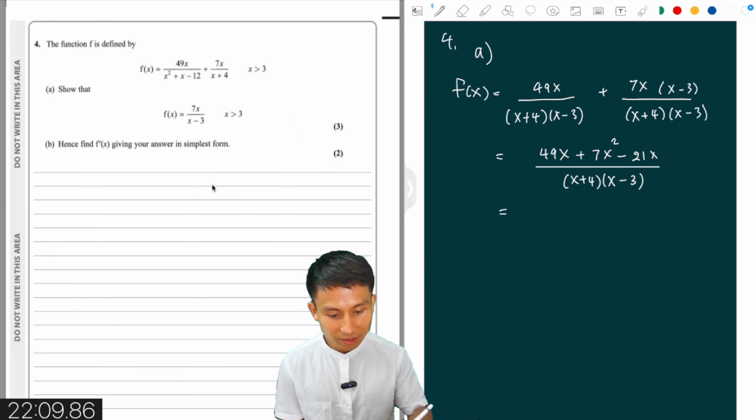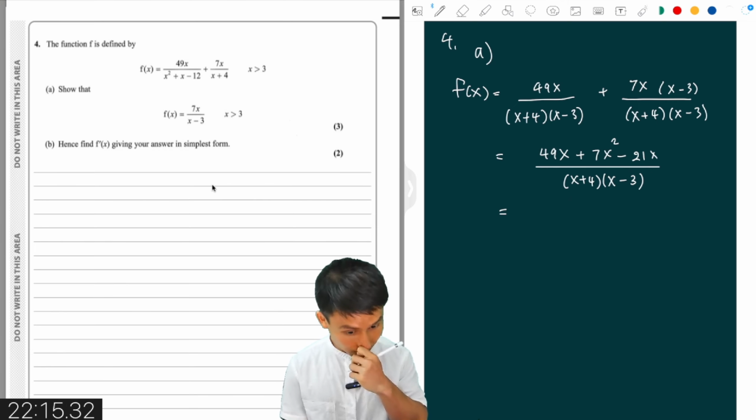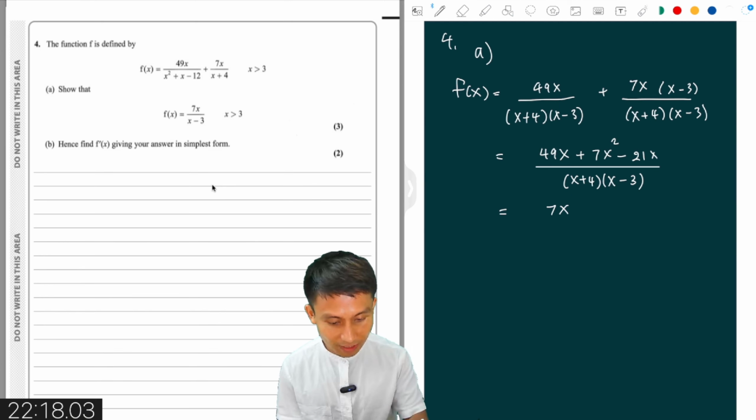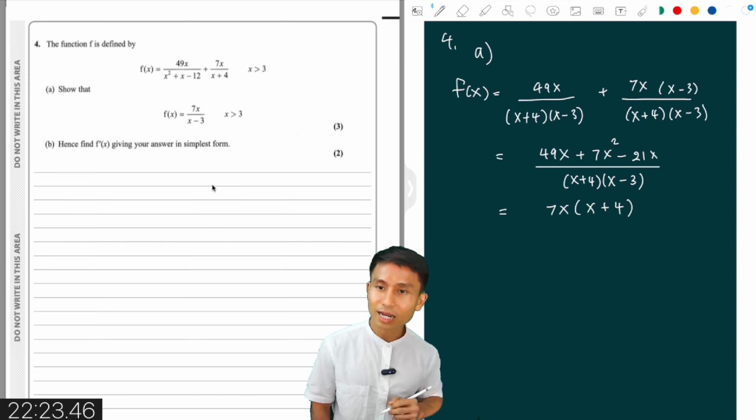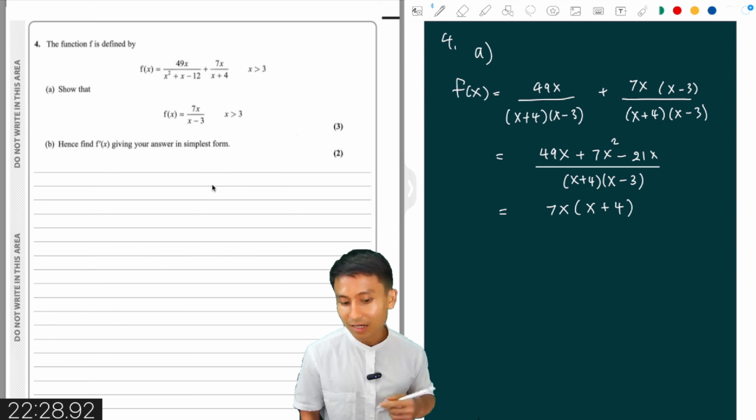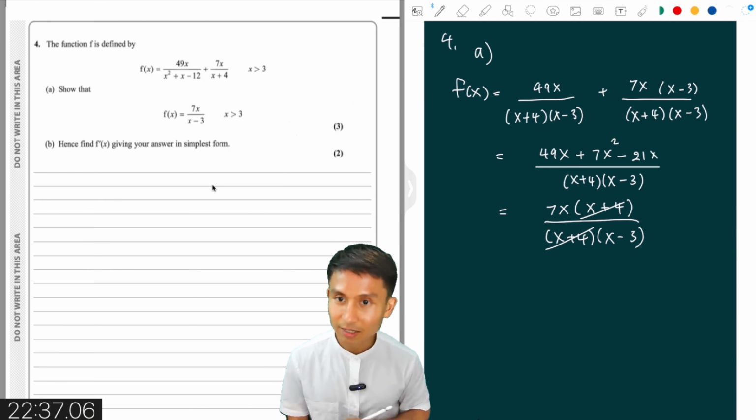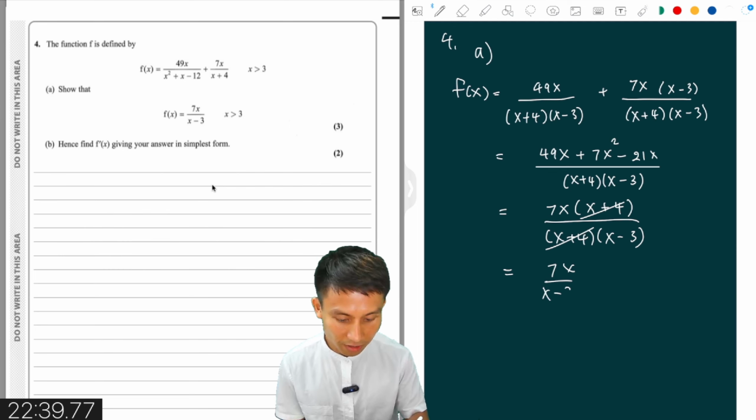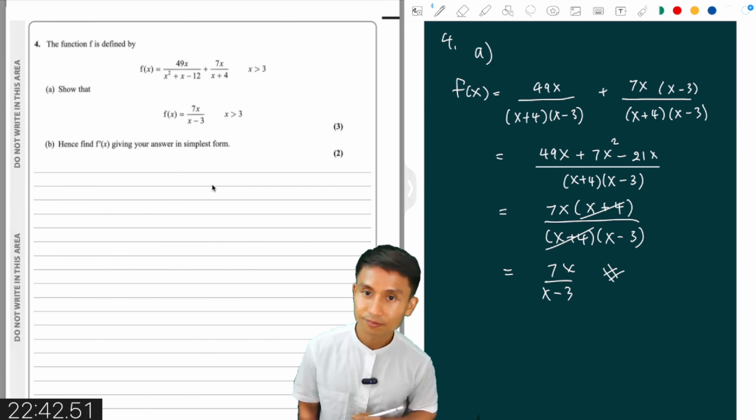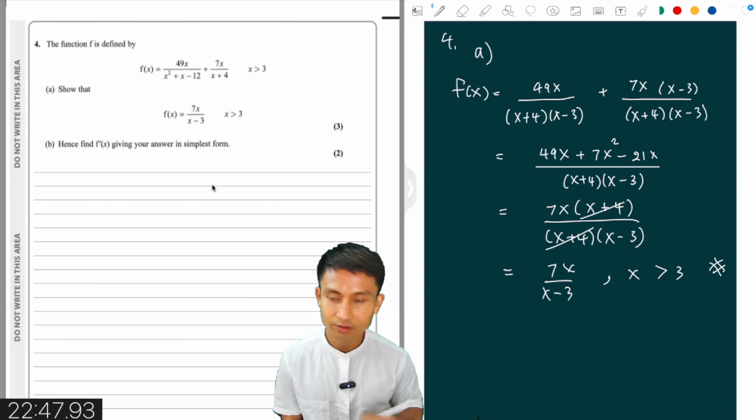So simplifying all this, what do you get? Okay, seems like this will be 7x squared plus 28x. I can pull 7x out, and this is x plus 4, because 49x minus 21x is 28x. And you can factor out 7x from both terms. Yeah? And that will cancel the bottom bit, where you can cancel that. And that is as required. Yeah? That's it. Well, I'm just going to keep writing x greater than 3 there, just in case.